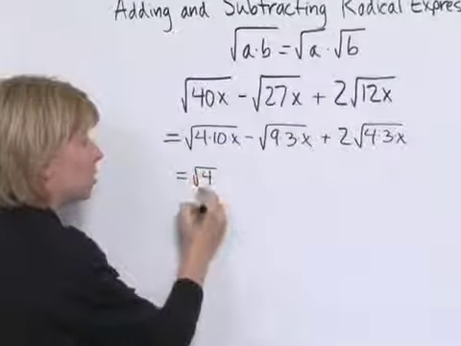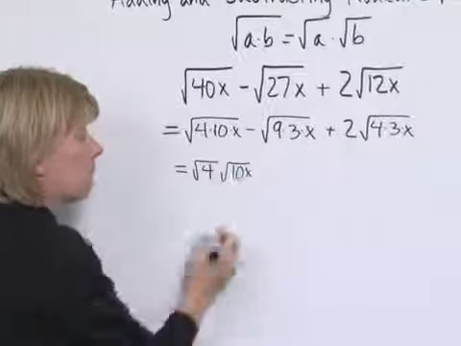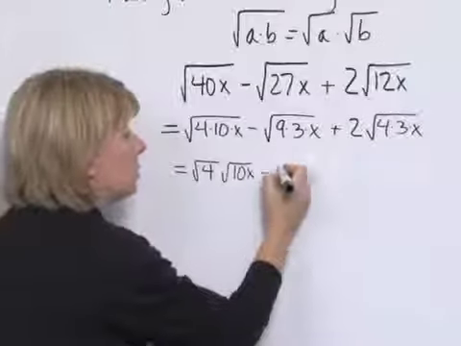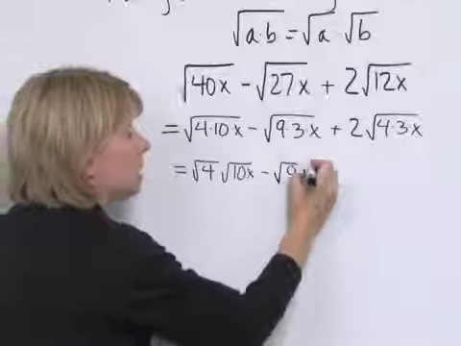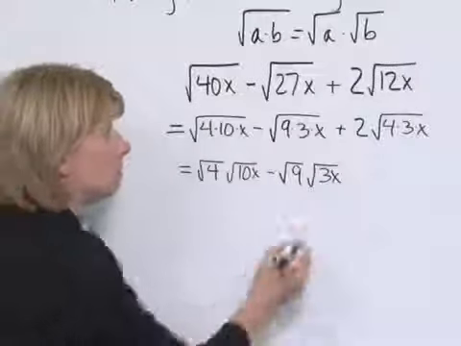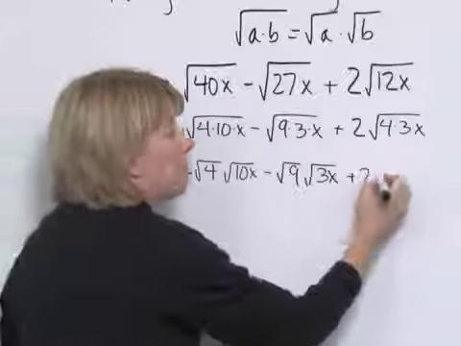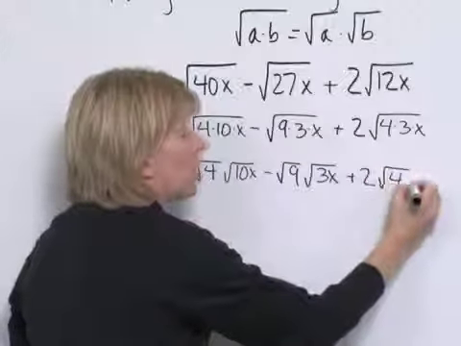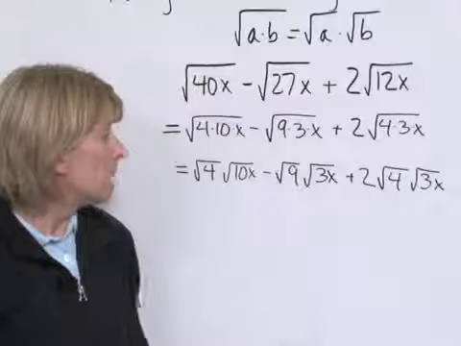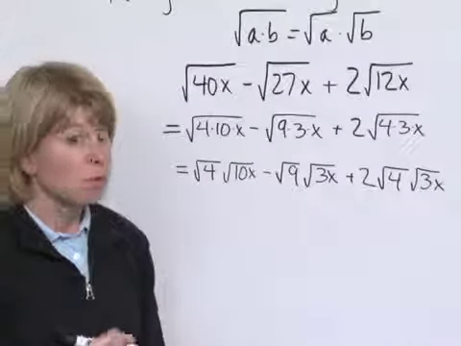So I'm going to write the square root of 4 times the square root of 10x. And for our middle square root, I'm going to write the square root of 9 times the square root of 3x. For our last square root, I'm going to break that up into the square root of 4 times the square root of 3x. Now we can go through and simplify our square roots of the perfect squares.